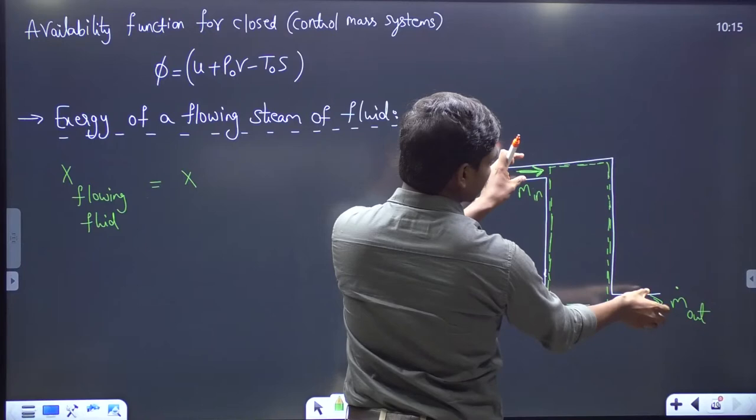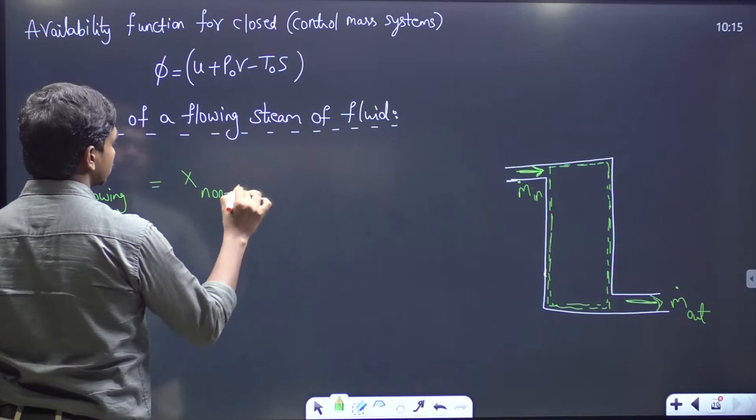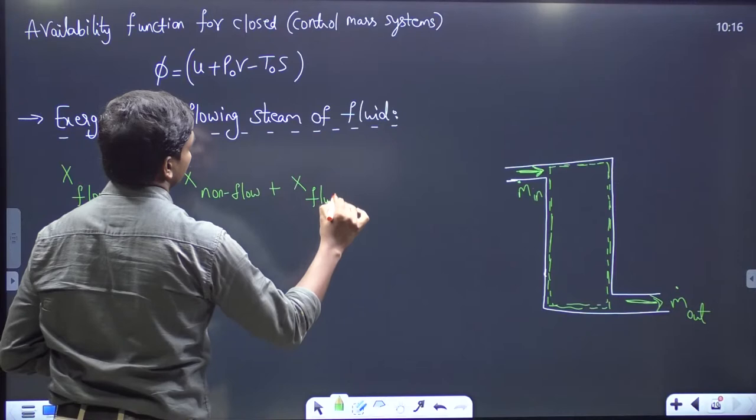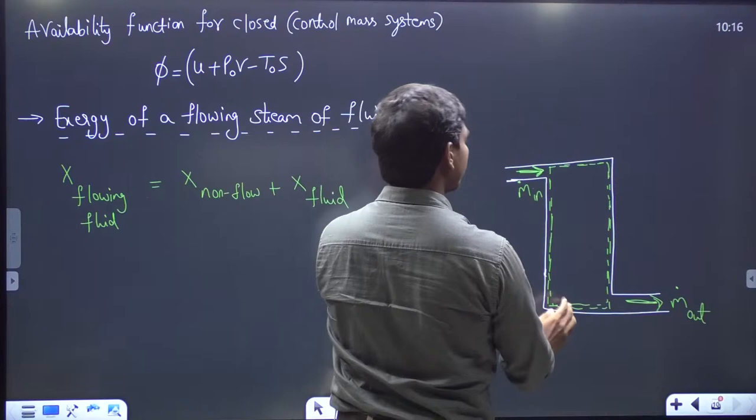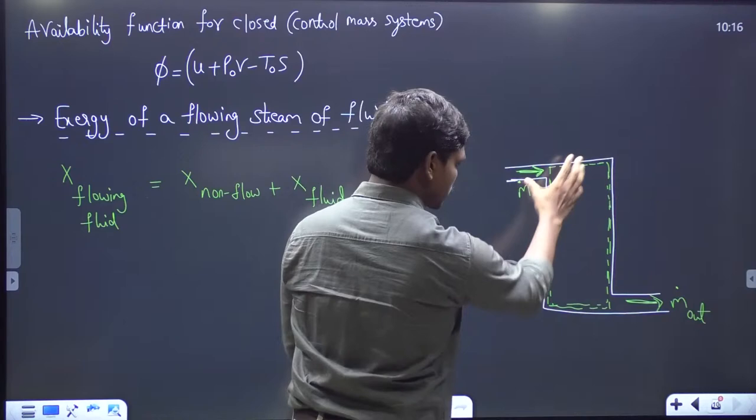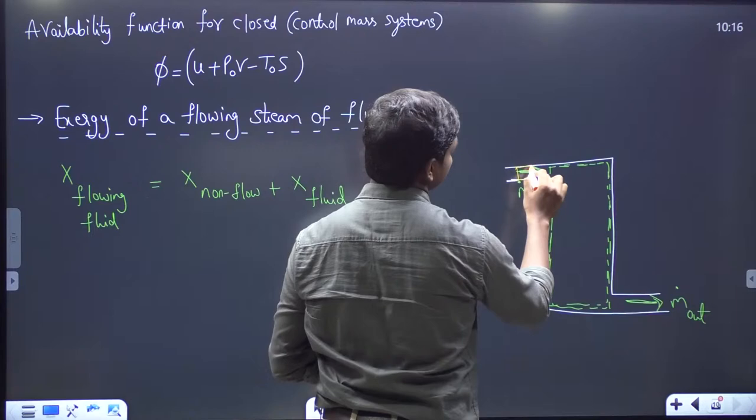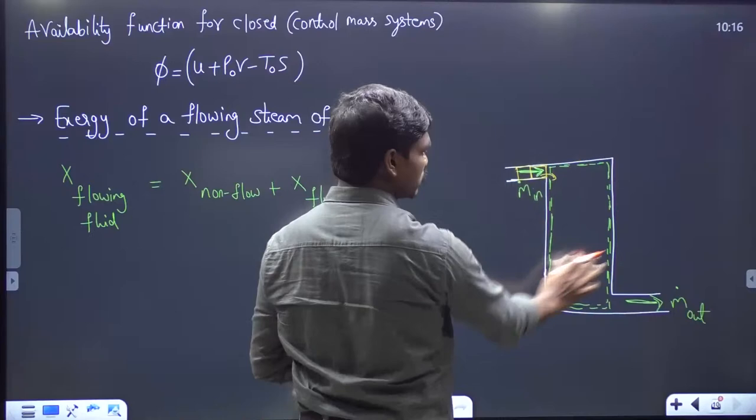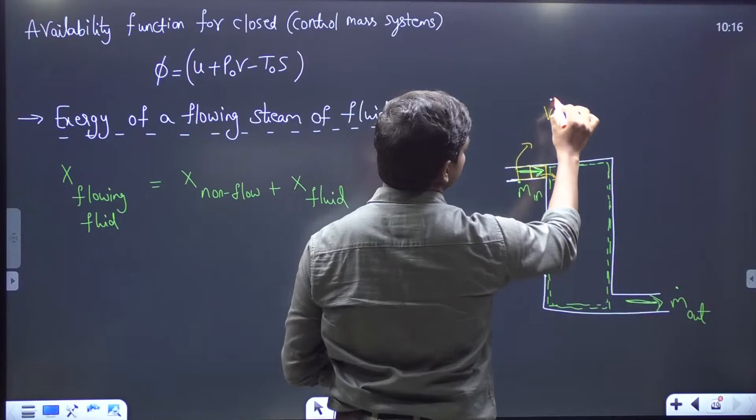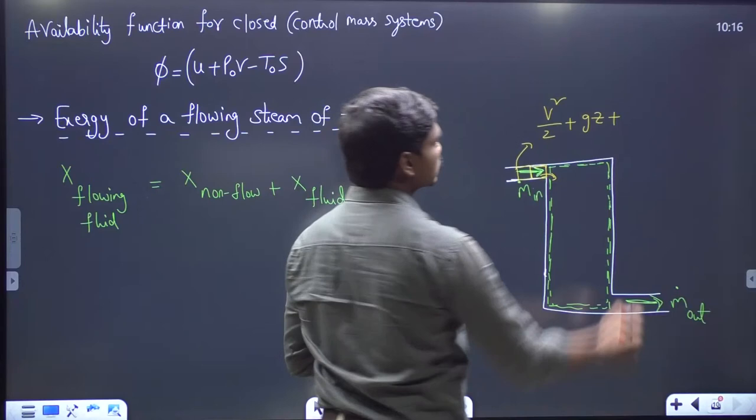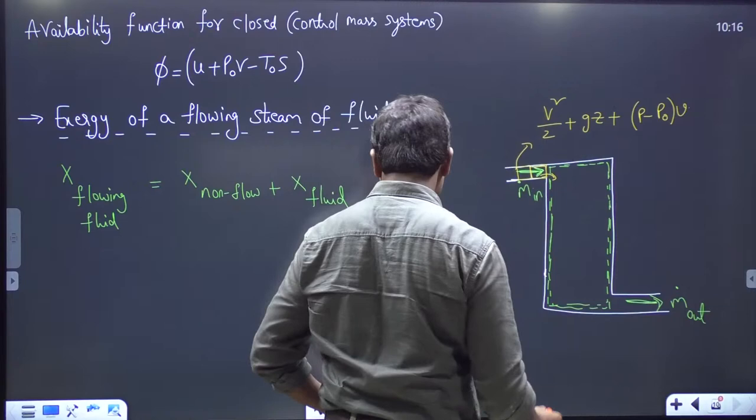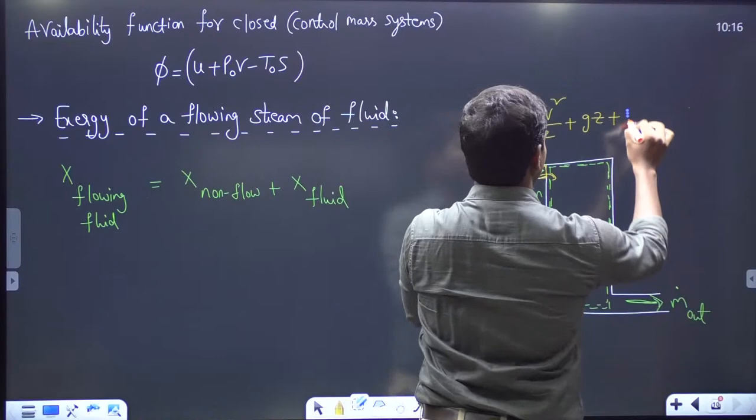So we can write this as the exergy of the non-flow process plus the exergy of the fluid, because there is some bulk motion of the fluid in these two regions, and we are assuming that this total flow system can be analyzed as the sum of the non-flow system, which is this control volume space, plus the effect of the inflow and outflow streams. I told you earlier that the fluid element here will try to push the succeeding fluid element into the block, which means along with all the energies that the closed system possesses, this flowing fluid stream will also possess kinetic energy plus potential energy plus some flow work, correct? Which is P minus P naught into specific volume, or you can write PV for the time being.